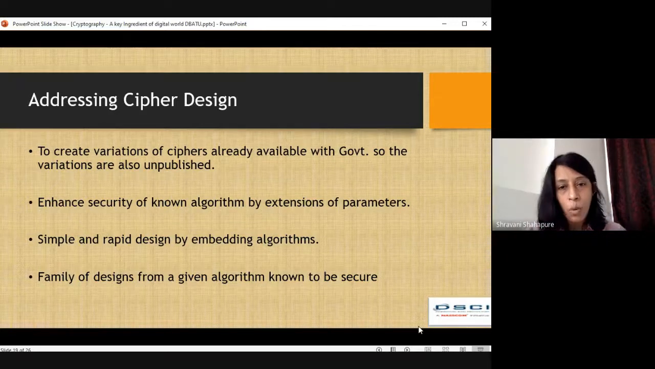What I'm discussing currently is a part of my PhD thesis. We thought of all these issues, and we came up with something called embedding of algorithm, to create variation in already existing ciphers. An existing cipher is already tested, and all cryptanalysts have already tried their luck on it. If I enhance the security of a known algorithm, it will be more secure, right? My time will be less if I go for a small change to that. And then I can design a family out of it. From one cipher, I can design 10 different ones. How, I'll tell you in the next slide.